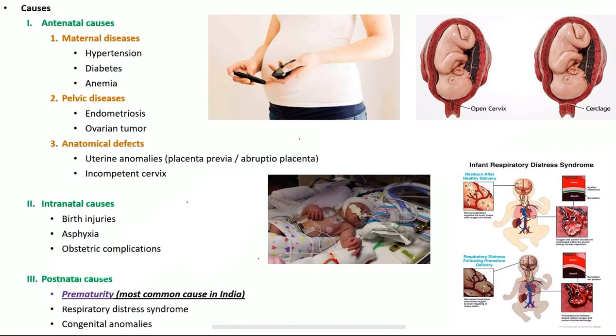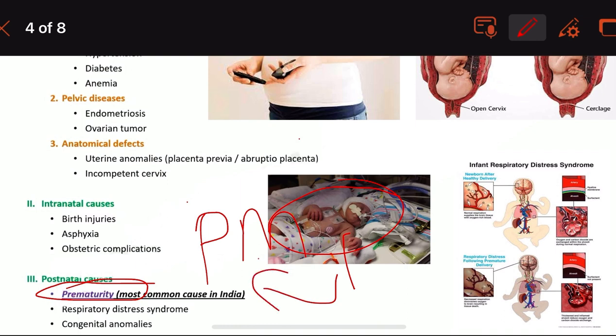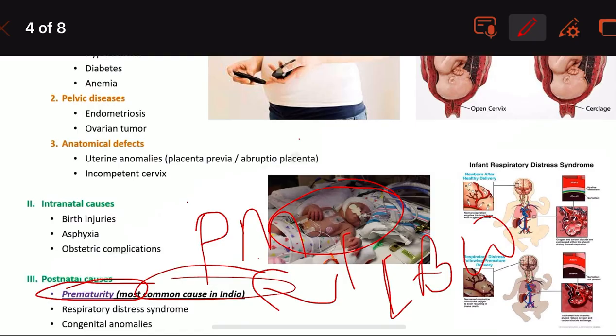What did we see? The most common postnatal cause of perinatal mortality is the premature baby. Okay, so the premature babies who are born with a low birth weight are the cause of death.